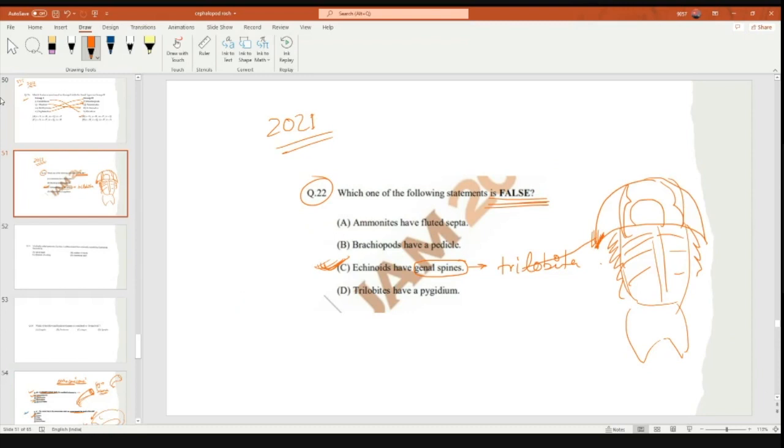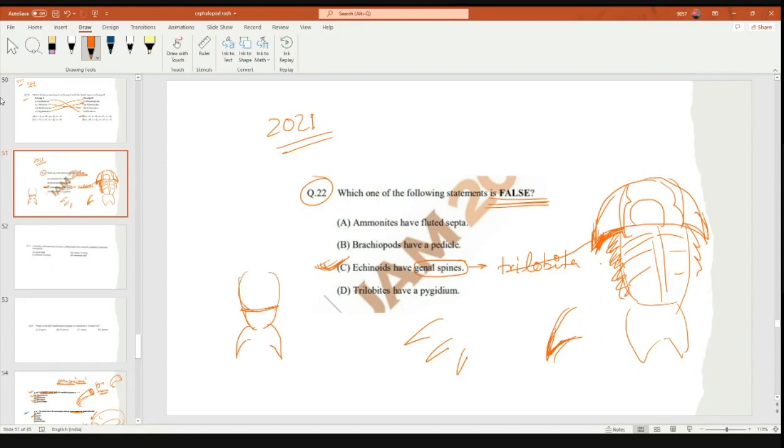These spines, the angles they form, we also call genal angle, right? And these are the spines. Spine means what? Spines like thorns. So these are also spines, but genal spine is only this. And one more spine is there. It is called the anal spine, which is found at the tail of the trilobita.